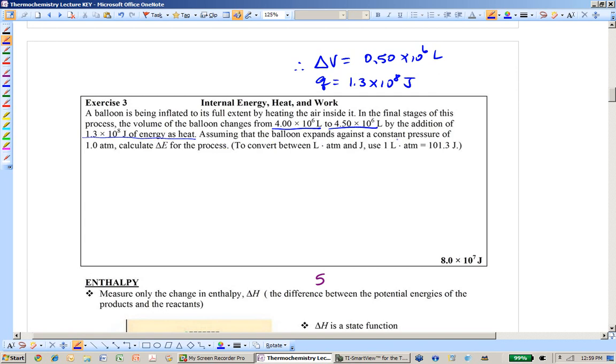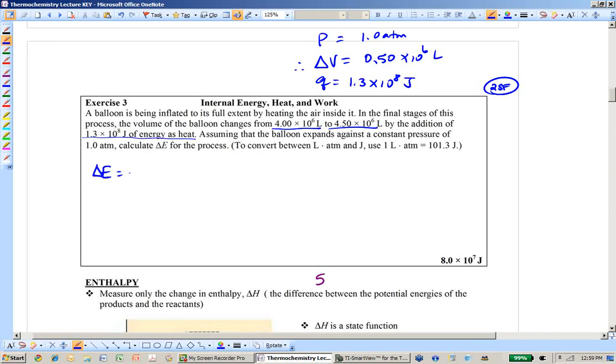Assuming that the balloon expands against a constant pressure, so you're even going to give me pressure of 1.0 atmospheres, which is going to simplify my math a little bit, I suspect. Assuming the balloon expands against, okay, got it. Calculate delta E for the process. So I feel two sig figs coming on too.